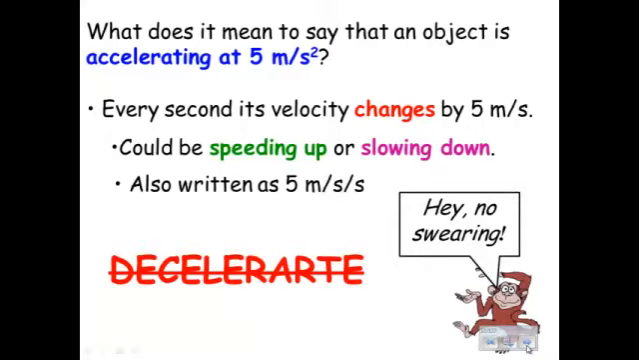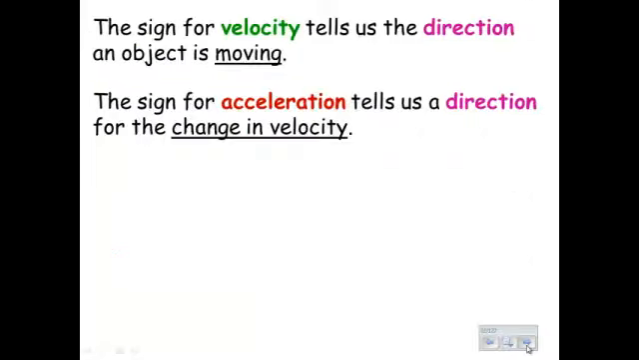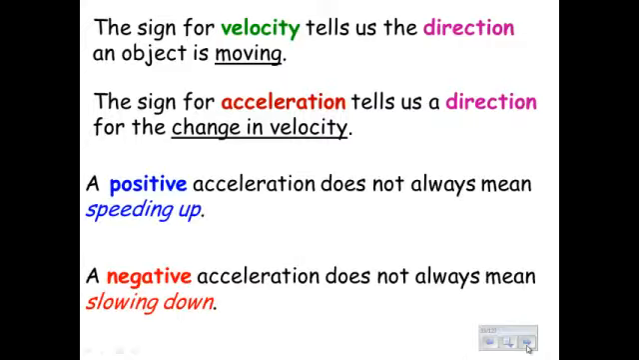And again, I like to think of it in terms of 5 meters per second. Each second, the velocity changes by 5 meters per second. Whatever sign your velocity is tells you the direction the object is moving. The sign for acceleration tells us the direction for the change in velocity. Because of this, a positive acceleration doesn't always mean that your object is speeding up. Also, a negative acceleration doesn't always mean that your object is slowing down. Let's go through an example so you can see what I mean.